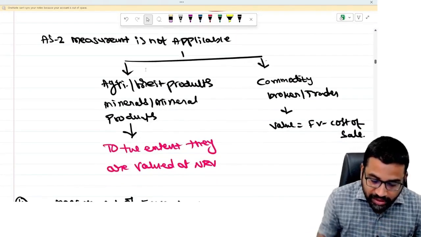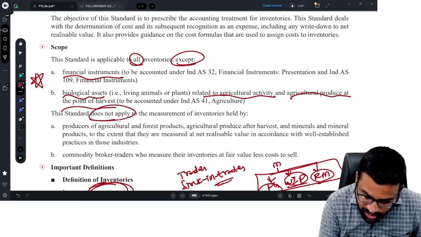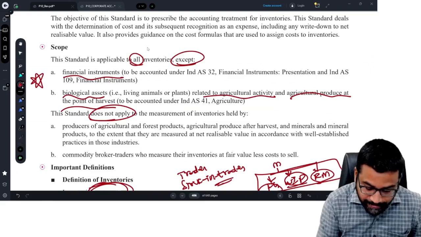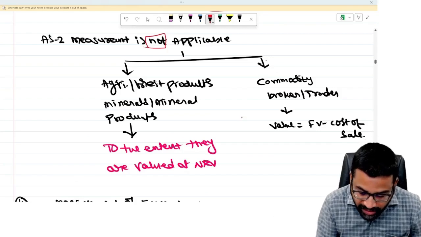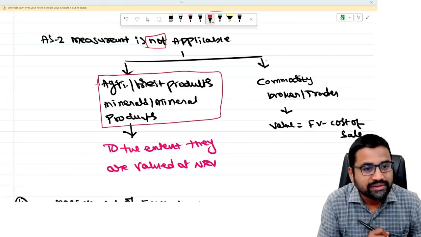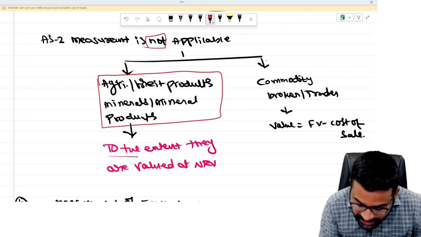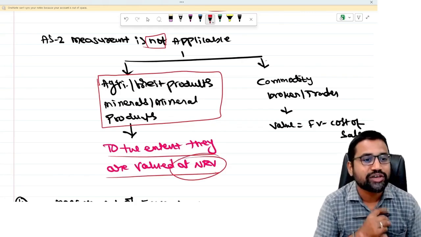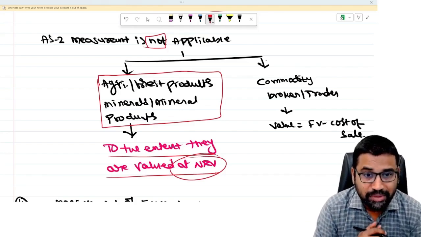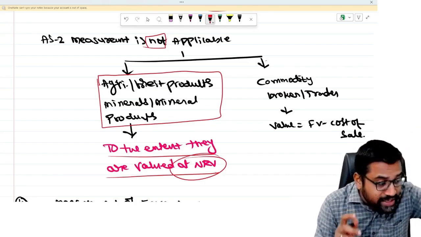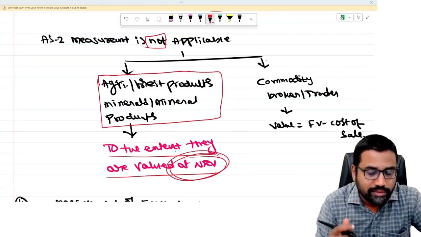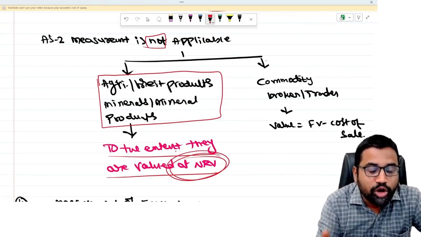Next, sir, one more important thing in scope. Already two things are provided, and again they are adding two more. This standard does not apply to the measurement of inventories held by producers of agriculture and forest products, minerals and mineral products, to the extent they are valued at net realizable value. So any agriculture products, forest products, mineral products, this standard is not applicable. Remember, Ind AS 2 is not applicable to the extent they are valued at net realizable value. Net realizable value means if I could sell them in the market right now, how much price I am going to get.